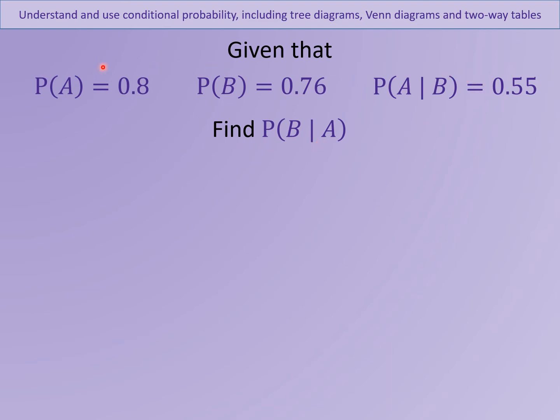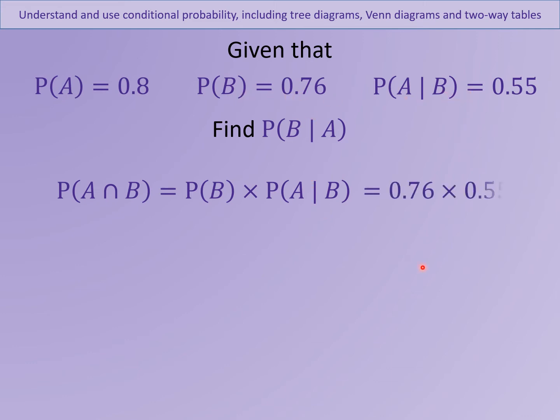Now what I could do is go for these ones here and work out the probability of A and B occurring. Because if I look at the formula like this, A and B is the probability of B times the probability of A given B. If I multiply those two numbers together, I'm going to get an answer of 0.418. So now I know the probability of A and B. If I know that, can I work out the probability of getting a B given that A's already occurred?